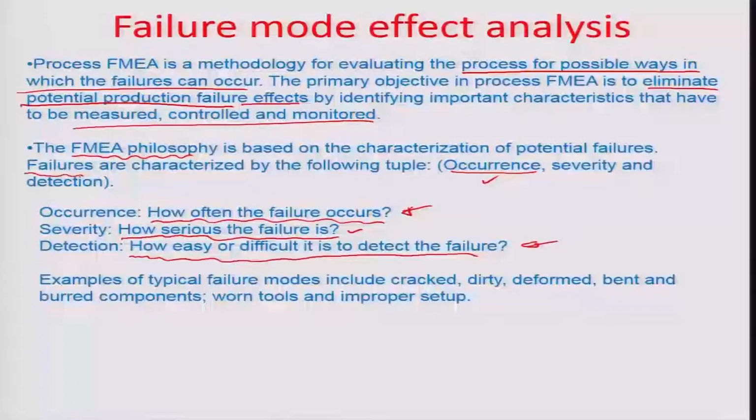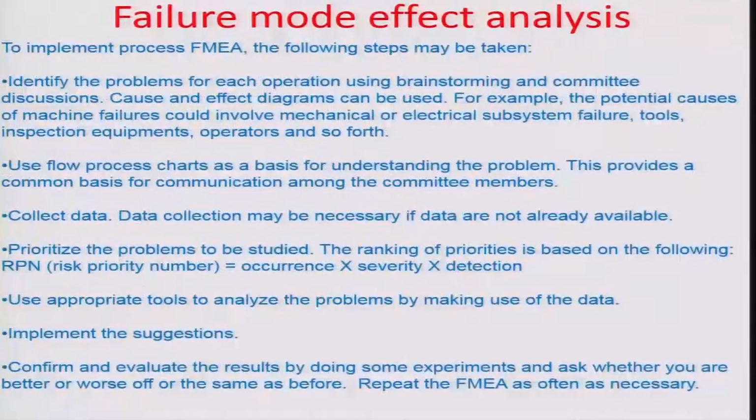Failures can include many different aspects, like for example, there may be components which are cracked or dirty or deformed or bent or burred, and sometimes toolings which are worn and improper setups may create a variety of such failure modes, and identification of these and elimination of these is very, very important. So to implement the FMEA, a certain algorithm is followed, and this algorithm is something that is important for me to tell you. We'll do it in terms of a process which is carried out in a paint shop related to waxing of the doors.